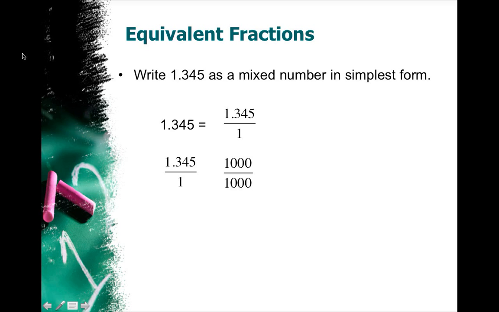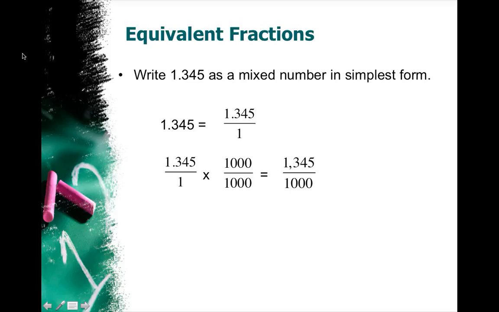When I do that, I get 1,345 over 1,000. Now if I was actually to divide that back through, I would get 1.345. So they are equivalent. 1,345 over 1,000 is equal to 1.345. It's just another way to write the same value. I want to write it this way so that I can change it to a mixed number. I finally have a fraction. I just put my decimal into fraction form, and now I need to write it as a mixed number.